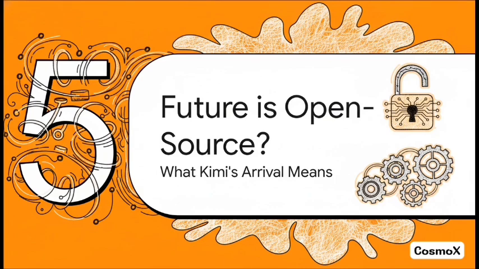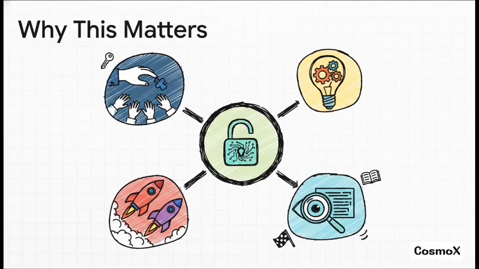So let's zoom out a little. What does this all actually mean for the future of AI? Because the arrival of a model like Kimi K2.5, it's more than just a cool piece of tech. This could be a sign of a fundamental shift in how the entire industry works. I mean, why is this such a game changer? Well, first off, accessibility. Suddenly, the most powerful AI isn't just locked up in the vaults of a few mega corporations. Anyone can use it.